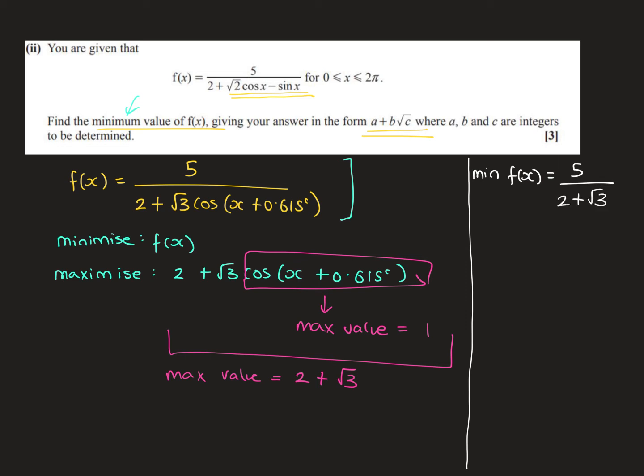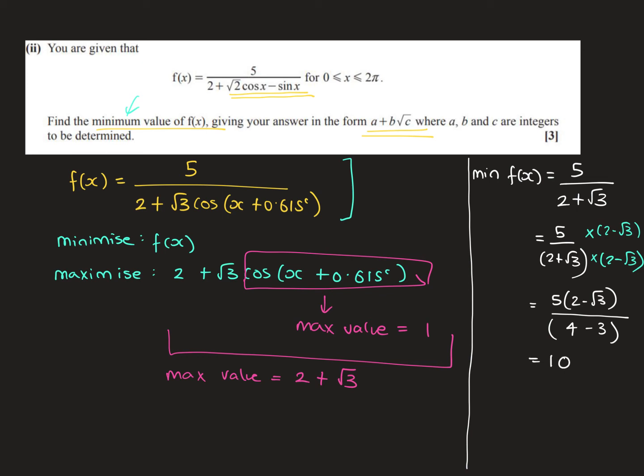But of course, it's clear from the wording of the question that we need to rationalise the denominator. So we're going to multiply the numerator and the denominator both by 2 minus root 3. We'll see what this gives us. So we'll end up with 5 bracket 2 minus root 3, and in the denominator we will simply end up with 4 minus 3, which is just 1.